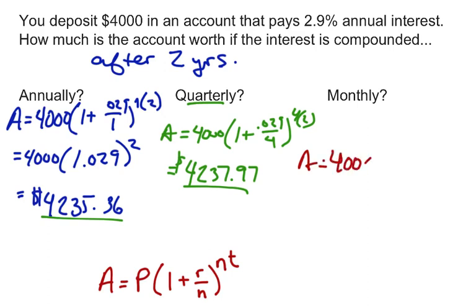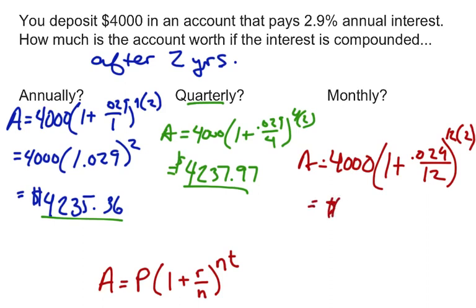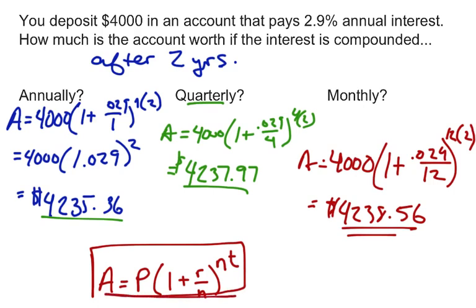Well, that'd be 4,000 times 1 plus 2.9% divided by 12, since monthly is 12 times a year. The power then that we're going to bring it to is the 2 years times 12 months. Letting the calculator do all the hard work, we see that we'll get $4,238.56. So once again, compounding more often gives us more money. And what we need to remember is the compound interest formula.